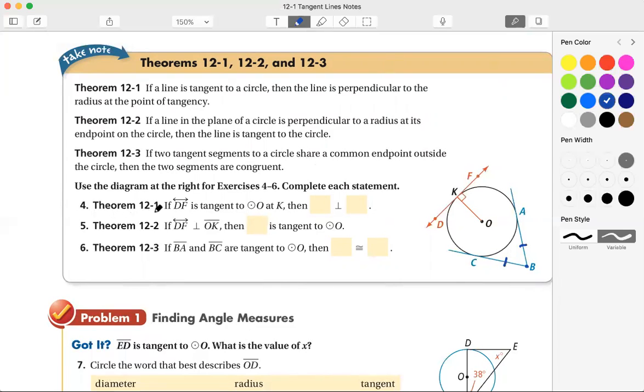So for number 4, theorem 12.1, if line DF is tangent to circle O at K, then we know that line DF is perpendicular to line segment OK. Conversely, if we know that line DF is perpendicular to line segment OK, then we know line DF is tangent to circle O. All right, theorem 12-3, if line BA and line BC are tangent to circle O, then we know line segment BA is congruent to line segment BC.